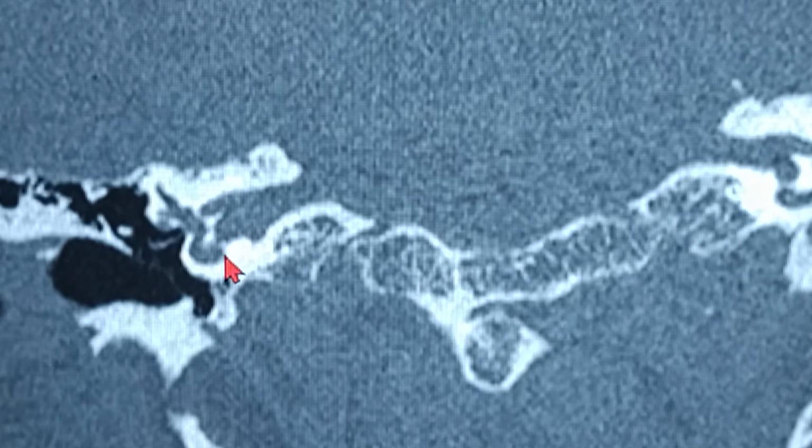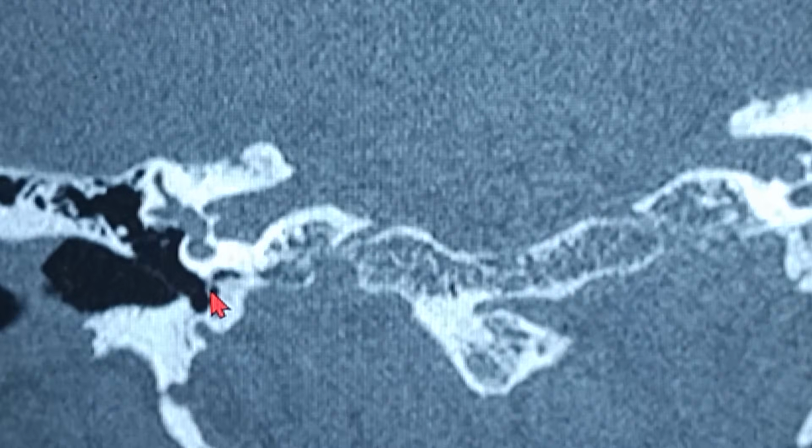That's the basal turn of cochlea. That's the promontory right there. That's the oval window right there, and below here would be the area of the round window. So if we keep on going behind, that's the vestibule in the center. This is the oval window. That's the basal turn of cochlea.